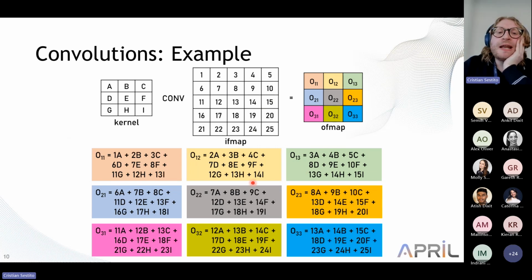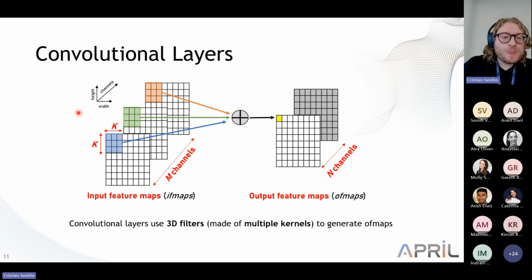Then we move the kernel to the next row, so the activations 6, 7, 8, 11, 12, 13, and 16, 17, 18, performing the convolution with the kernel, and so on until the completion of the image. This is just to recall the mathematical concept behind the convolutions.